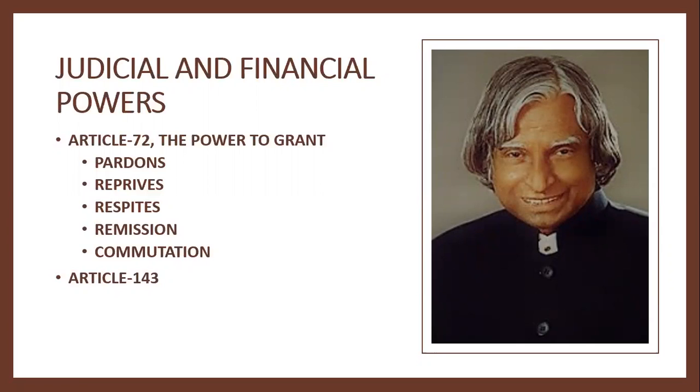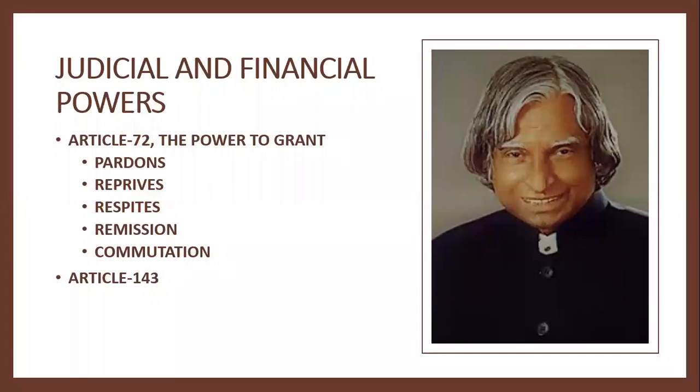Second, remission. That is reduction of sentence without changing its character. In remission, for example, if a person is punished for 6 years, his tenure will be reduced, but the conditions will not change. This comes under remission. And in commutation, there is a substitution of one form of punishment by a lighter form. So these are the judicial powers of the president.